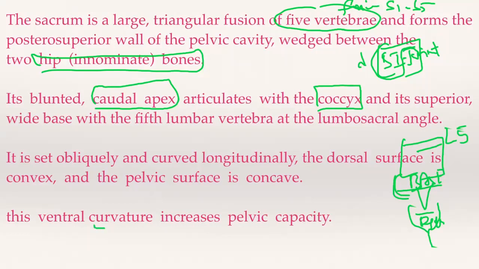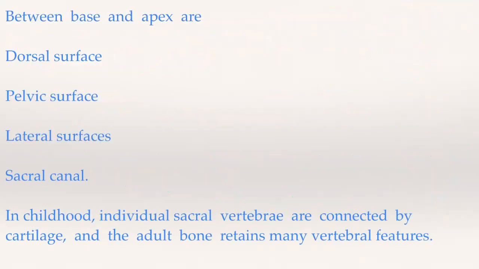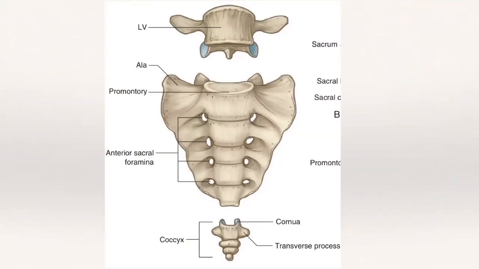The dorsal surface is convex and the pelvic surface is concave, right? This ventral curvature increases the pelvic capacity, right? That means the pelvic surface, which is the ventral or anterior curvature, increases the pelvic capacity. The volume of the pelvic cavity is increased because of this curvature, right? You see, this is the pelvic cavity, and this is curved to some extent.